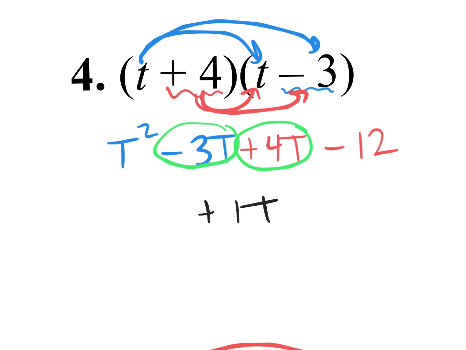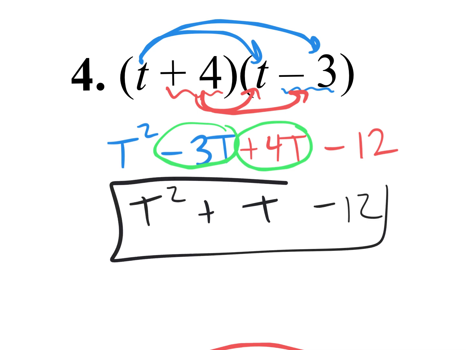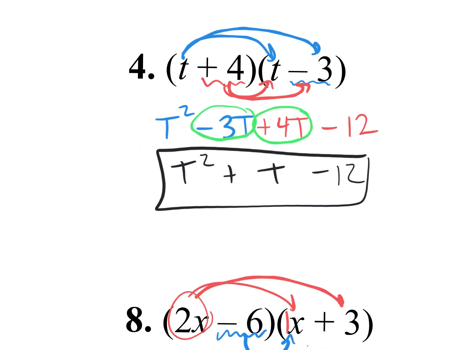And of course, you don't even need to put the plus 1. You could just put plus t. So our answer will be t squared plus t minus 12. T squared plus t minus 12.